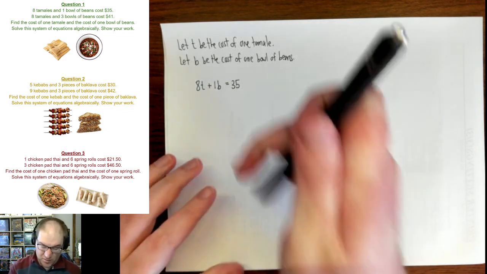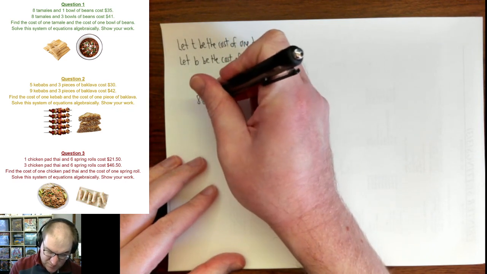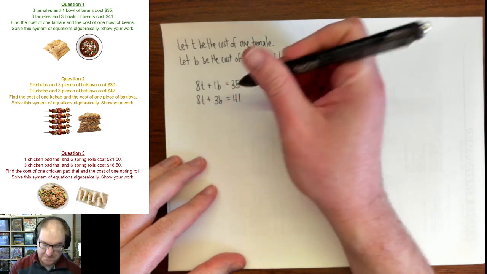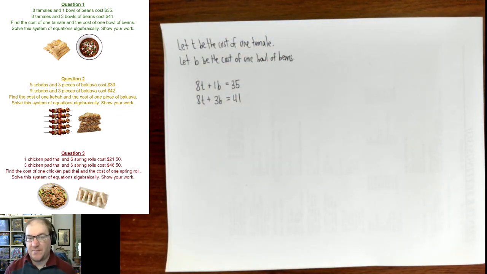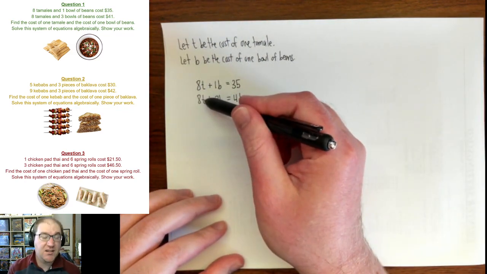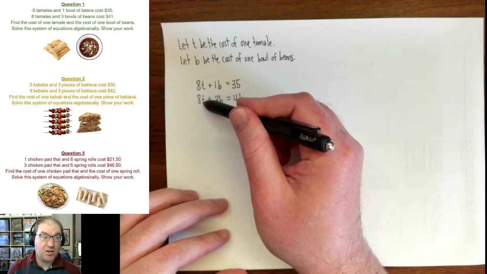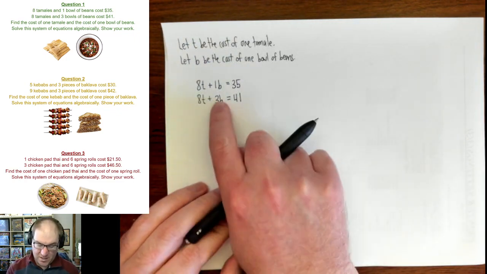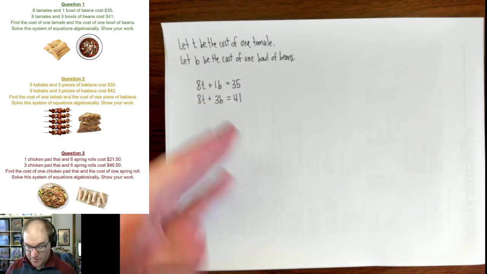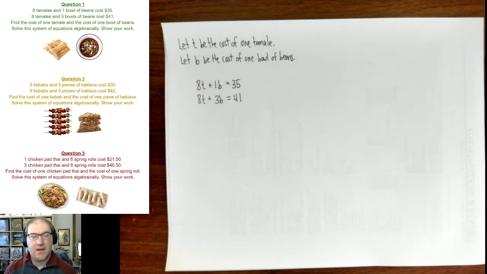Now let's write our second equation. 8 tamales plus 3 bowls of beans is equal to $41. Same thing as the first one. We've set up, 8 times T means 8, the number we're purchasing, times the cost, which we don't know. And we have 3 bowls of beans, but we don't know how much they cost. So this is called a system of equations. And to solve a system of equations, we're going to use something called elimination method.